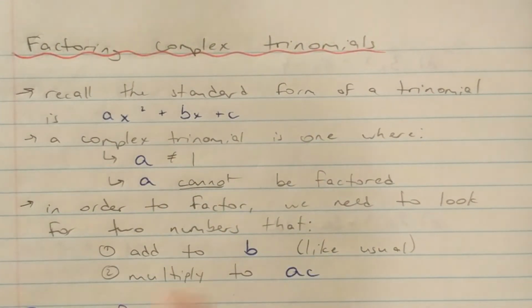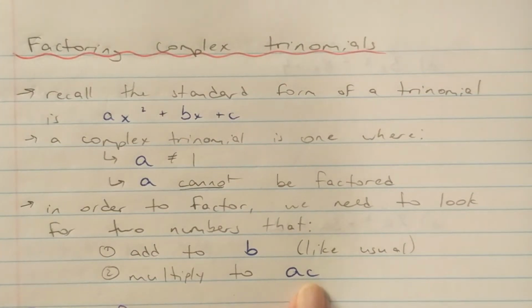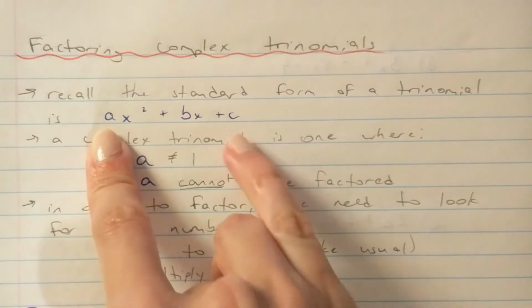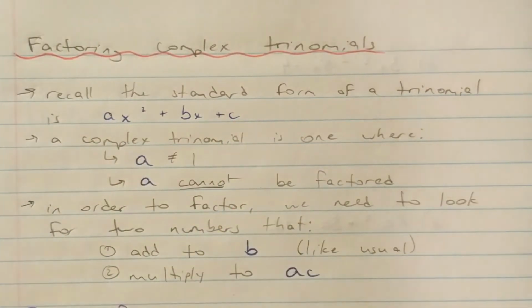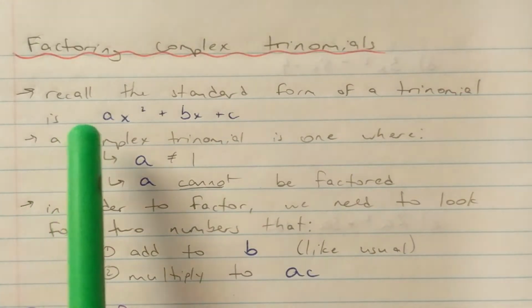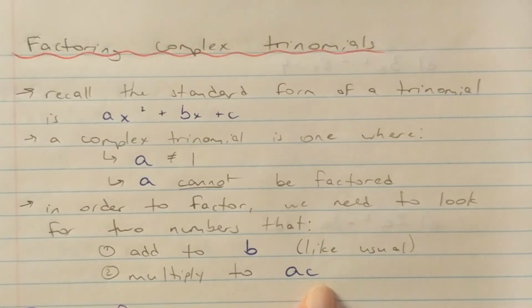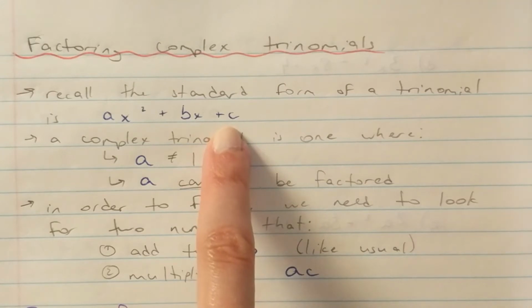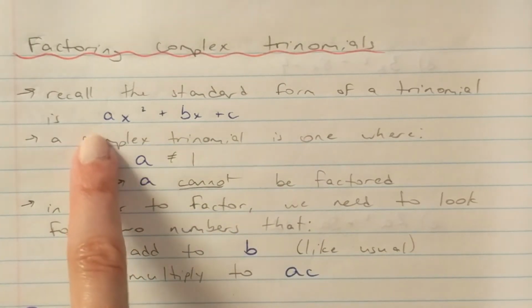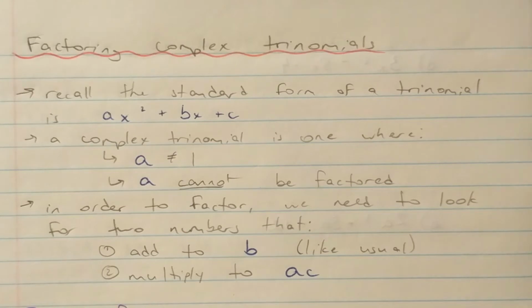In order to factor, we need to look for two numbers that add to b in the middle, just like we're usually doing, and that multiply to a times c. If you think about it, this is exactly what we were doing when we were doing simple trinomials, except that a was equal to 1, and therefore a times c was just c. This time around, a is going to have a number, and so we need to include it when we are figuring out what our two numbers are going to be.